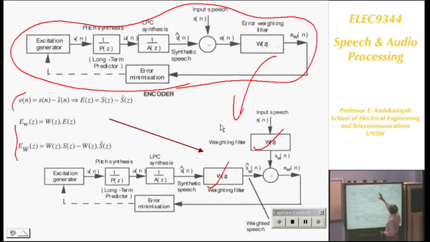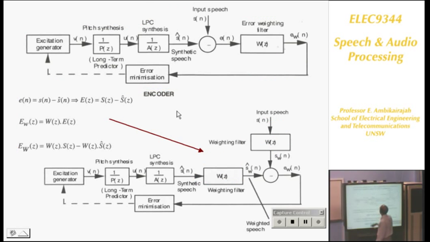Then, after putting it all together, now I'm considering the error weighting filter. Basing on our transfer function, this error weighting filter does not need to be here. We could put it here and here, and that's what I have done, here and here. That's the error weighting filter now. So this is your new structure of the CELP, and from this onward, we need to just keep going.